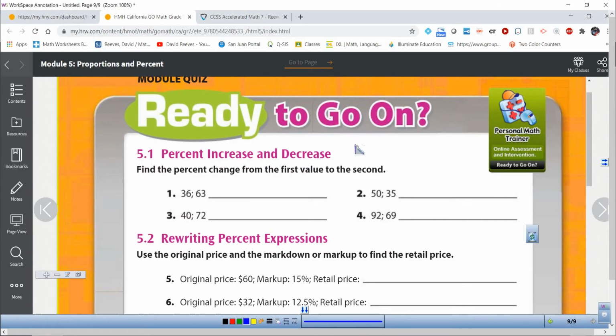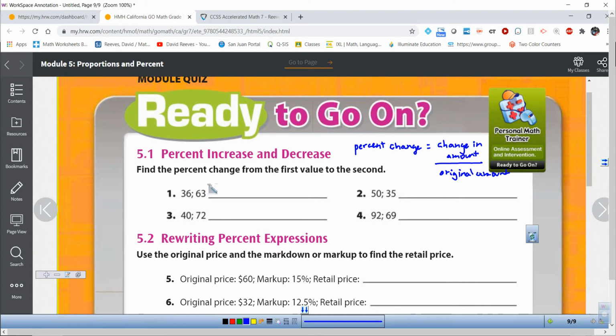All right, so here we go. Let me first remind you of this ratio. The percent change is equal to the change in the amount divided by the original amount. Okay, so that's a ratio that you need to know. If the change goes up, we call that an increase, and if the change goes down, we call that a decrease.